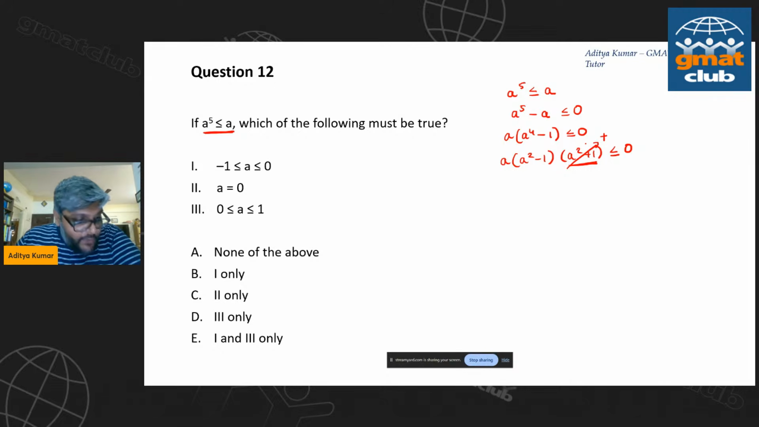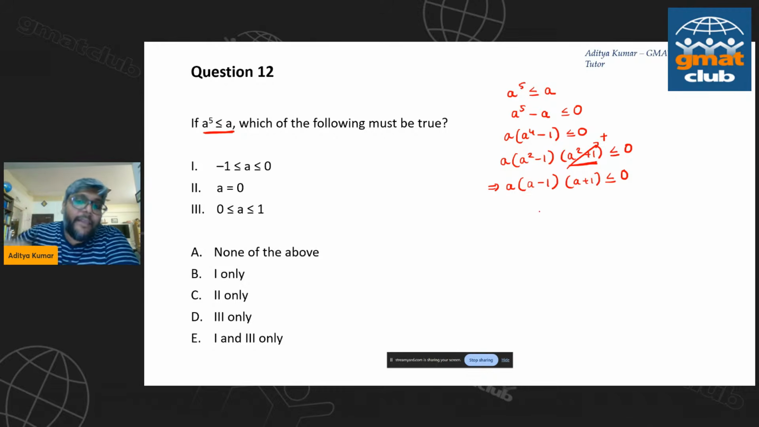So I'm going to ignore the a square plus 1 term. I'm left with a into a square minus 1. A square minus 1 is also in the form of a square minus b square. So a into a minus 1 into a plus 1 is less than or equal to 0. This is the factored form of that equation.